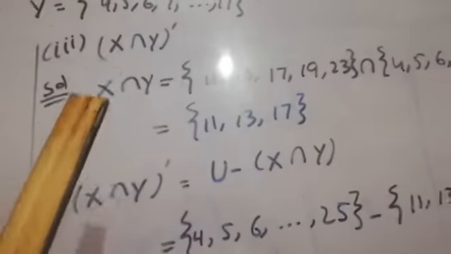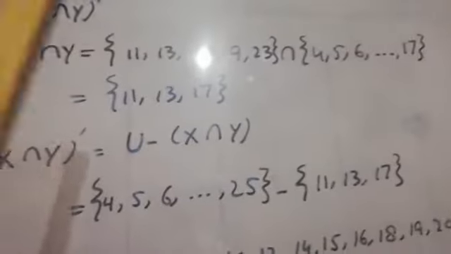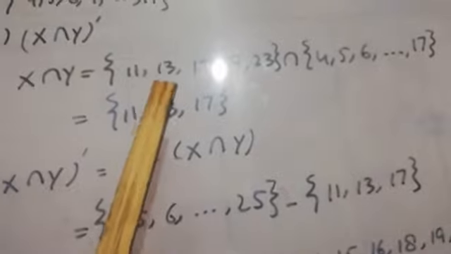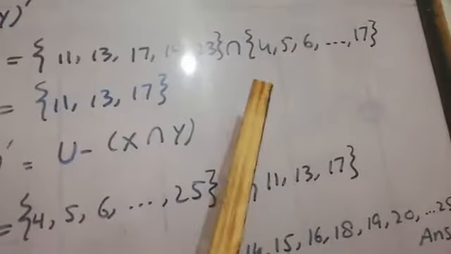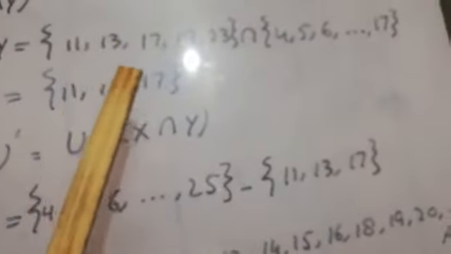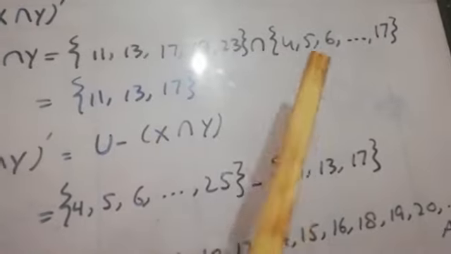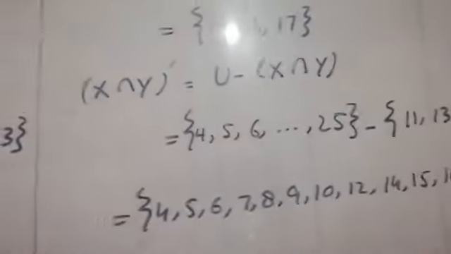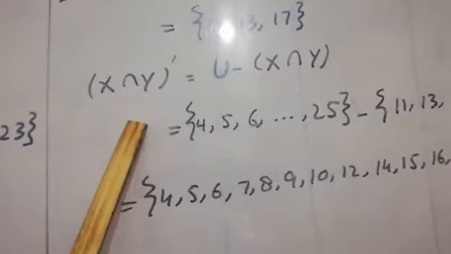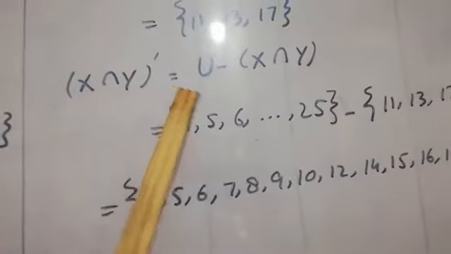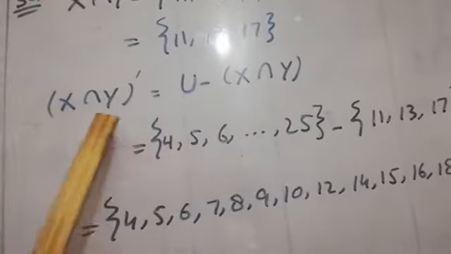Now move to the third part, X intersection Y whole complement. We will write the elements of set X and set Y, and 11, 13 and 17 are the common elements between these two sets. Then we will go for the complement. X intersection Y complement means U difference X intersection Y.